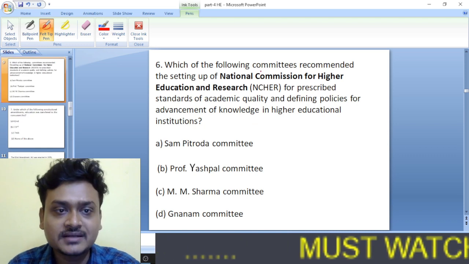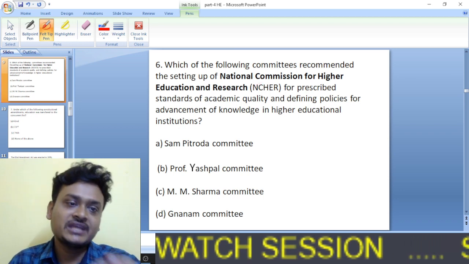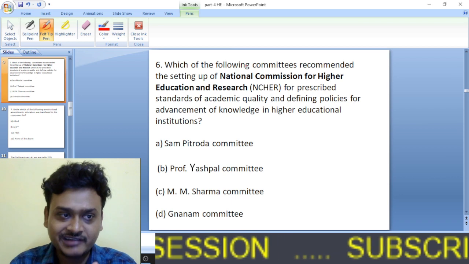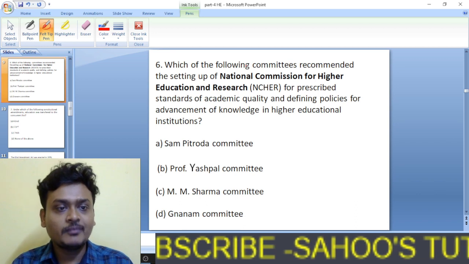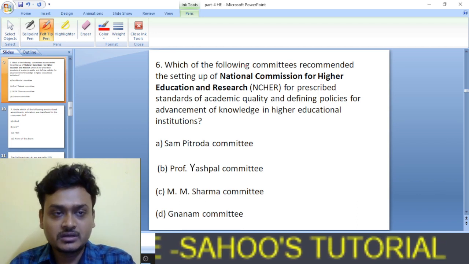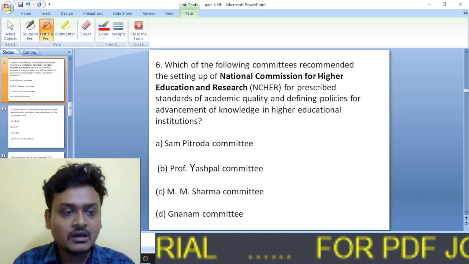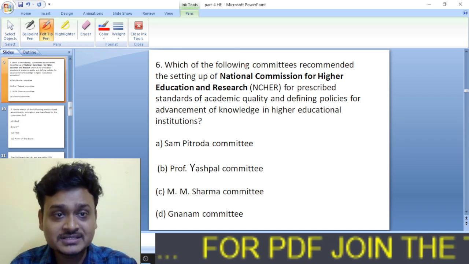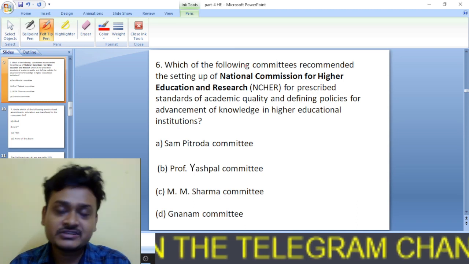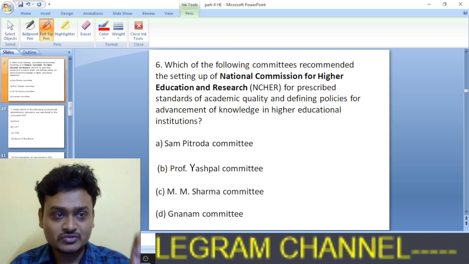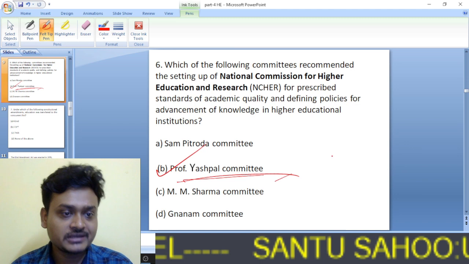Which of the following committees recommended the setting up of a National Commission for Higher Education and Research, that is NCHER, for prescribed standards of academic quality and defining policies for advancement of knowledge in higher educational institutions? Your options are Sam Pitroda Committee, Professor Yashpal Committee, M.M. Sharma Committee, or Gangam Committee. So the right option is the Professor Yashpal Committee, which recommended setting up NCHER. B is the right option.